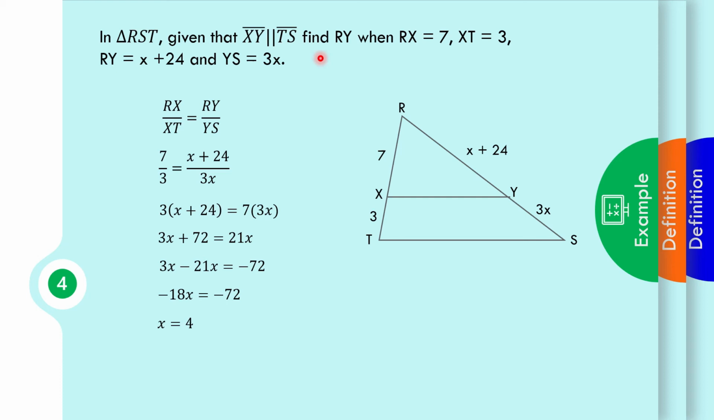So again, our task is to find the length of RY. Since RY here is equal to x plus 24, and the value of x is equal to 4, let us simply substitute it here. Therefore, RY is equal to 4 plus 24, in which 4 plus 24 is equal to 28, and that will be the length of RY.